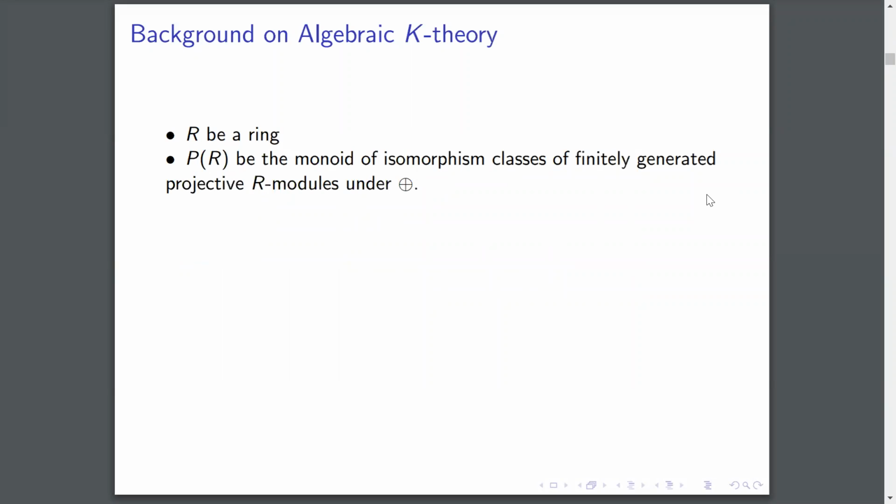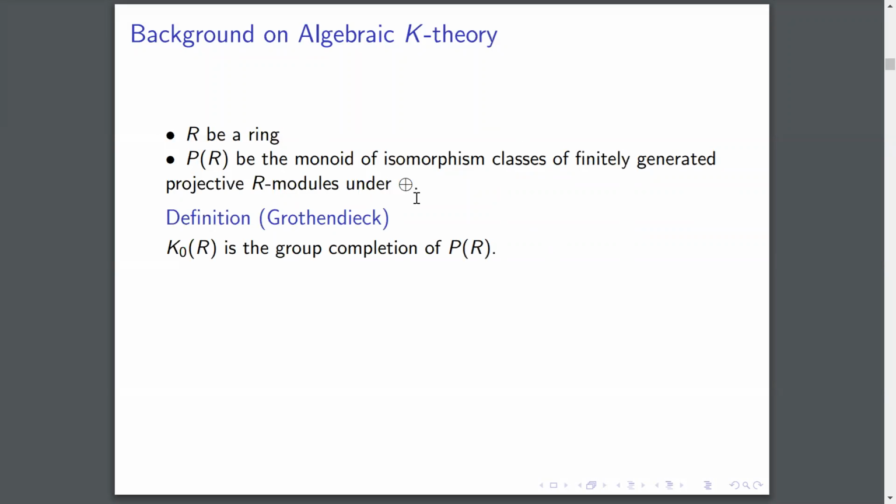Okay, so the first place algebraic K-theory appears is the definition of degree 0 K-theory groups by Grothendieck. So if you let R be a ring in the classical sense, and P(R) denotes the isomorphism classes of finitely generated projective R-modules, that's a monoid under direct sum. And Grothendieck's definition of K0 of a ring is a group completion of this monoid. So that's his definition.